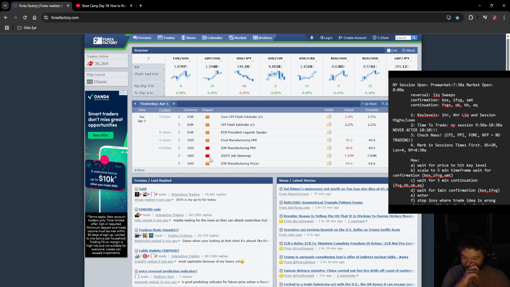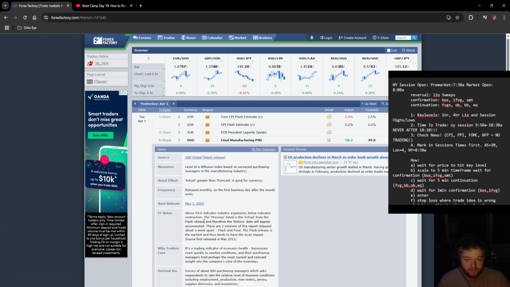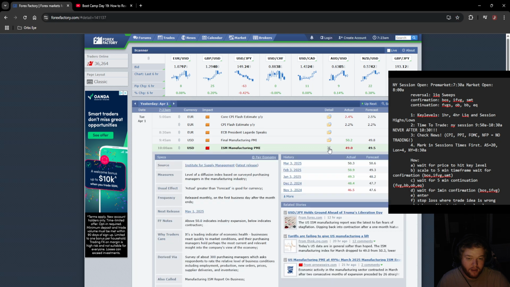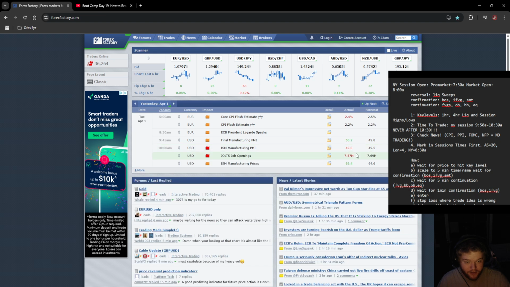We have two red folders, two orange folders, right? Per the red folder, actually for all of this, really: actual greater than forecast is good for currency. If it's green, that means price is going down. If it's red, that means price is going up. If the actual is greater than forecast... the actual is not greater than forecast. As a result, we're going to see price go up.